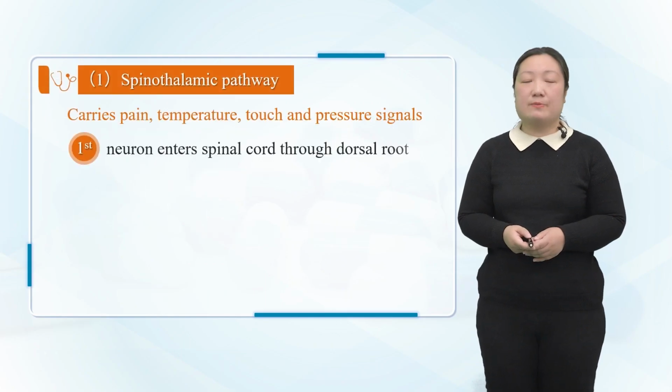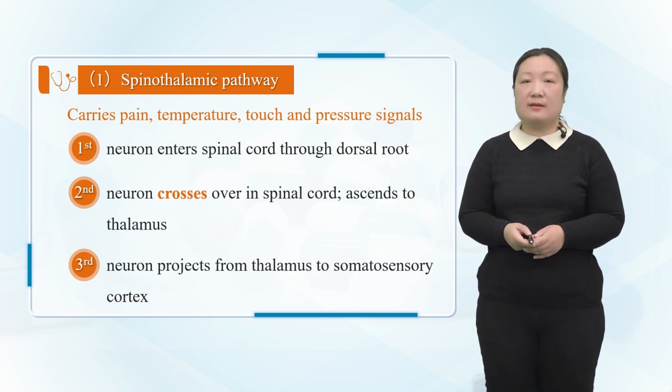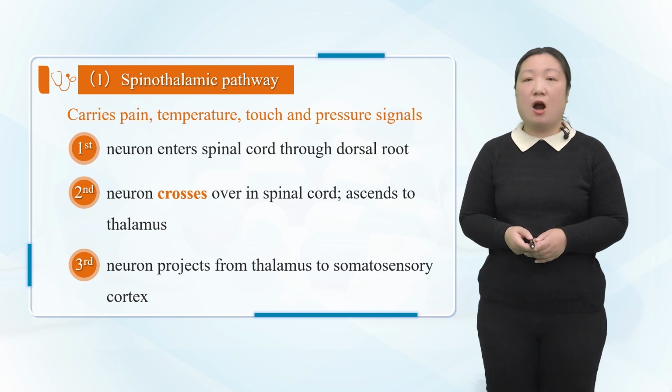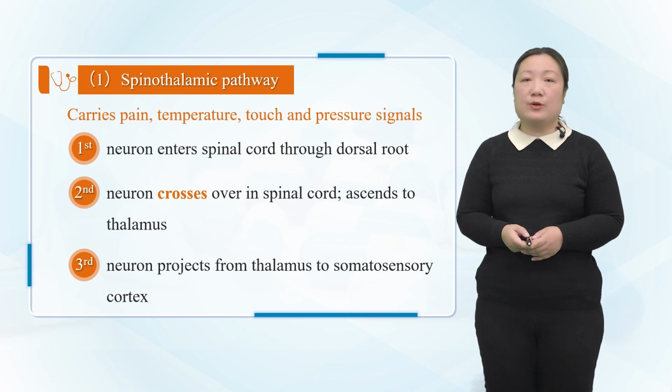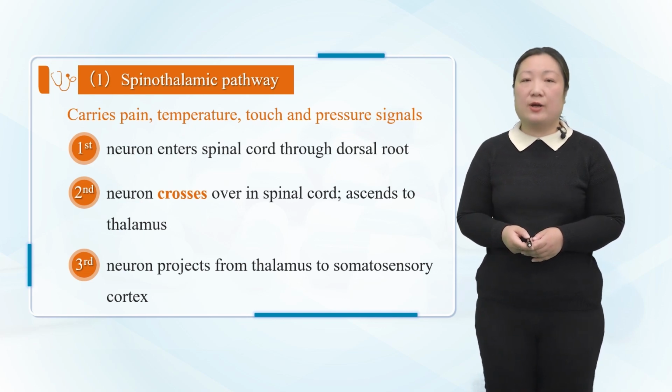Spinothalamic pathway, which carries pain, temperature, touch, and pressure signals. The first neuron enters the spinal cord through the dorsal root. The second neuron crosses over in the spinal cord and extends to the thalamus. The third neuron projects from the thalamus to the somatosensory cortex.